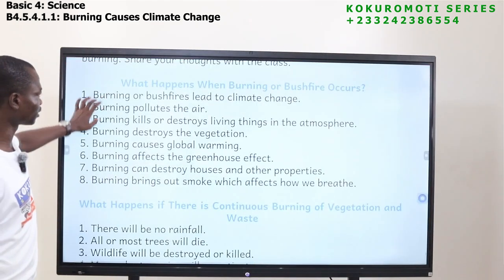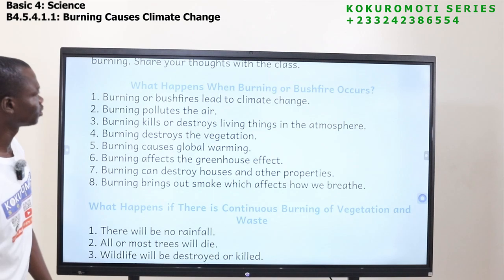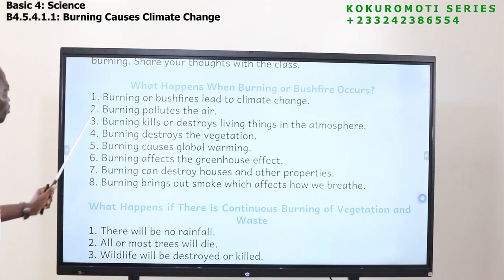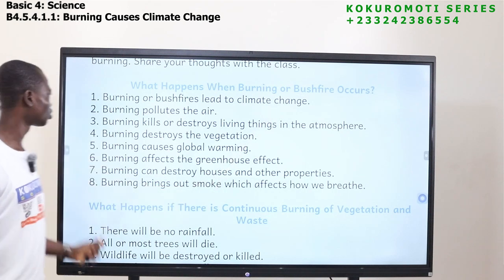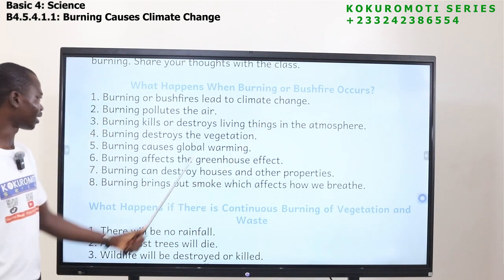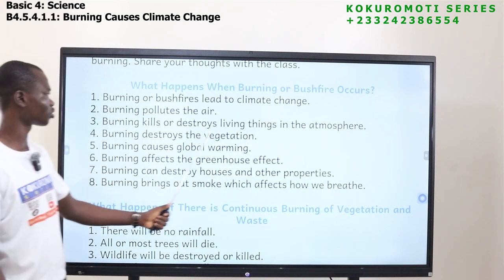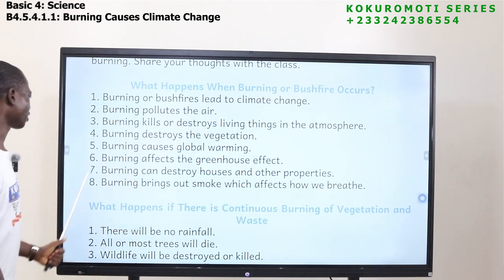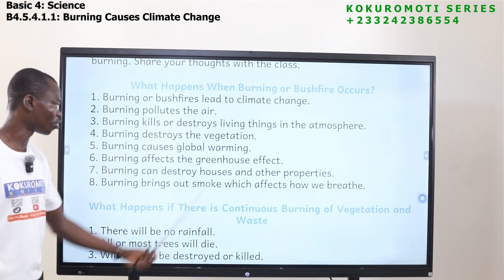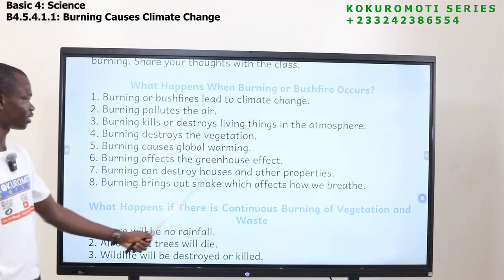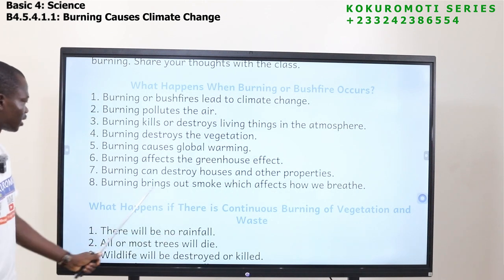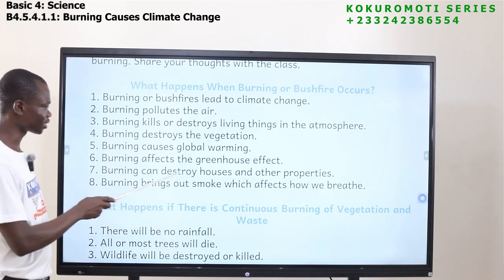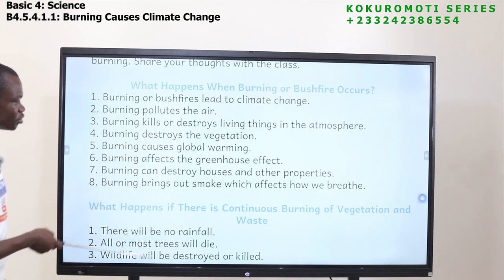Now let's come to this side. What happens when burning or bushfire occurs? 1. Burning or bushfire leads to climate change. 2. Burning pollutes the air. 3. Burning kills or destroys living things in the atmosphere. 4. Burning destroys the vegetation. 5. Burning causes global warming. 6. Burning affects the greenhouse effect. 7. Burning can destroy houses and other properties. 8. Burning brings out smoke, which affects how we breathe.